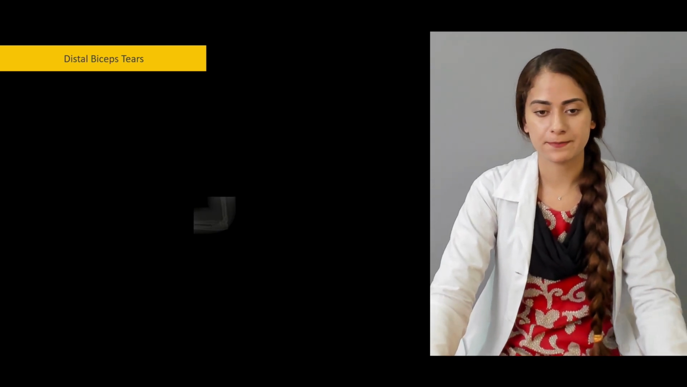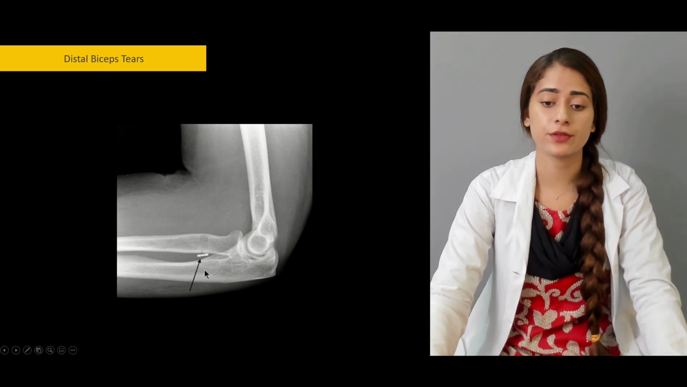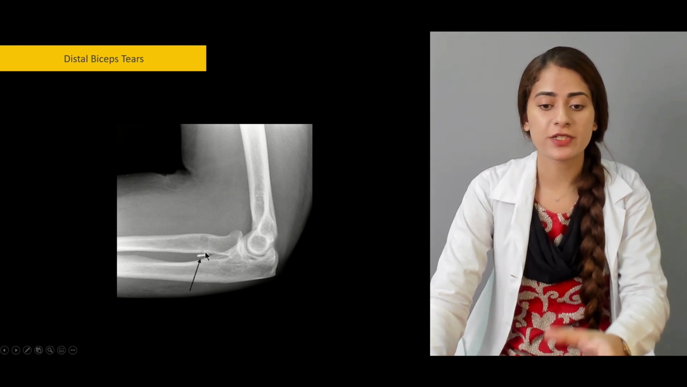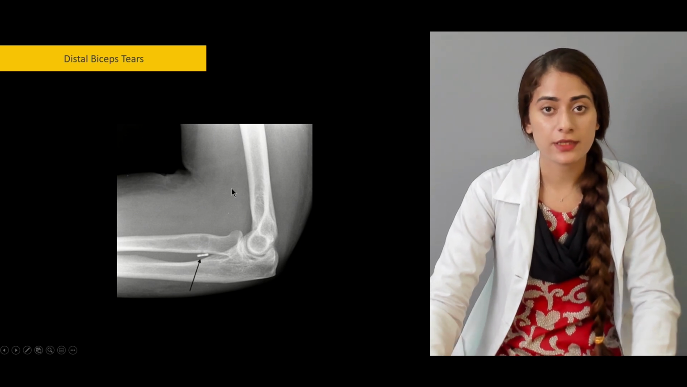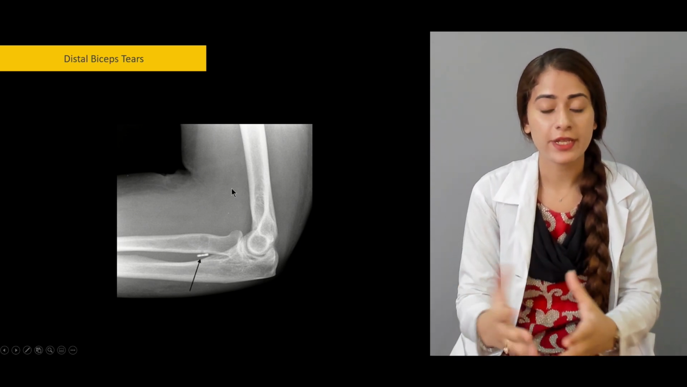Now we will talk about bicep tears. The bicep attaches to the radial tuberosity on the radius. We will look at how it appears on imaging modalities. This is actually an endobutton repair. So this has been repaired. The bicep tendon that was torn has been repaired.